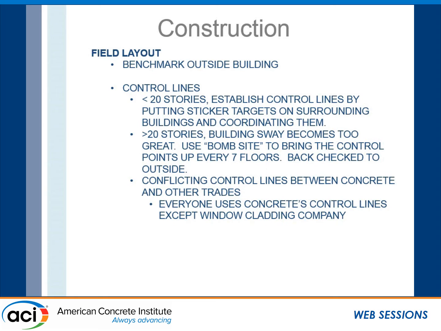For buildings over 20 stories, building sway becomes too big of an issue. So we like to bring up control using a plumb bob site, which basically means you've got a hole and you're looking down at a point below, and then bringing that point up every seven floors, and then checking back to the outside. So basically we keep on closing the loop and ensuring that we are where we think we are.